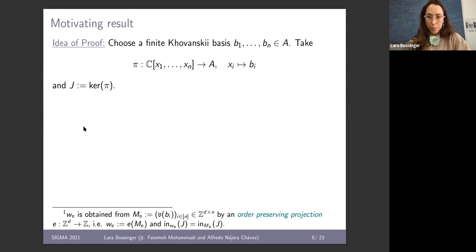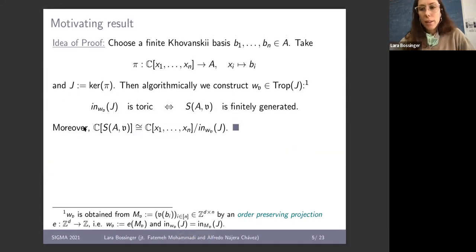Okay, and then there's an algorithm for how we can construct a weight vector associated with this valuation inside the tropicalization. In fact, there will be a whole cone inside trop J that contains such weight vectors that have the property that the initial ideal of J with respect to this weight vector is toric if and only if the value semigroup is finitely generated. And as we had as an assumption that the value semigroup is finitely generated, by construction of this weight vector w, we will find the toric ideal associated to a point in the tropicalization.